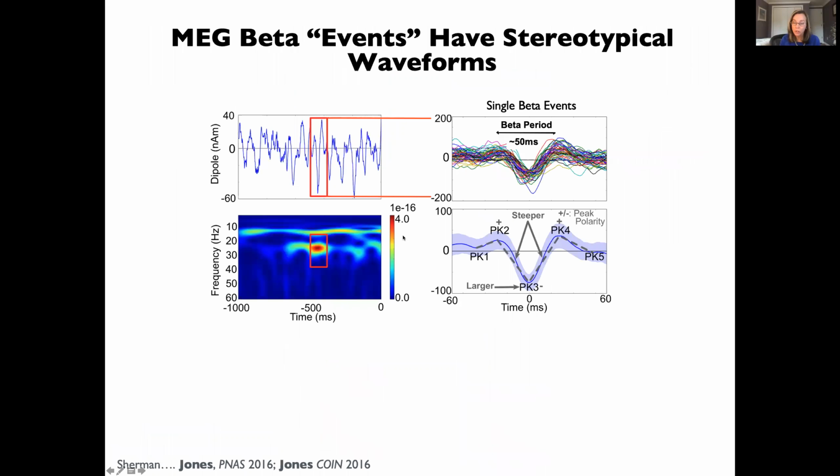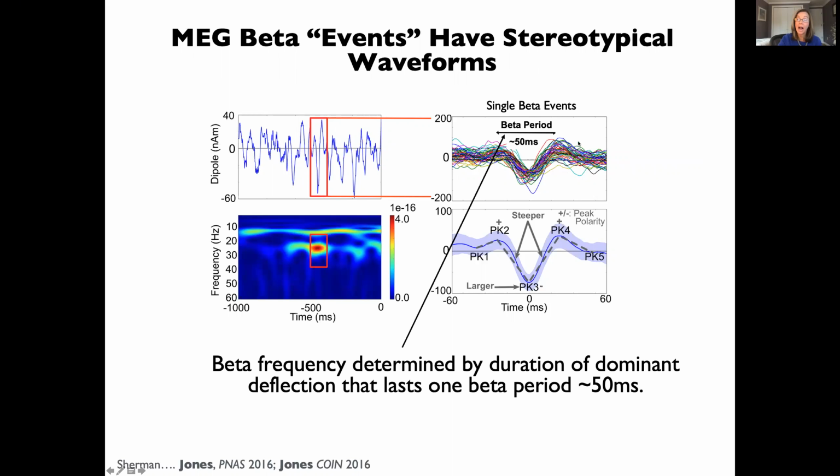We also have taken a closer look at the waveform shape underlying these beta events. And so here what I'm showing you is we go into the spectral space, we find a high power beta event, and then we go back to the temporal domain, and we're just overlaying these high power beta events. And when we do that, you see that they have a very stereotypical waveform shape that's defined by this negative deflecting peak that lasts 50 milliseconds. And importantly, this is why we have a high power beta event in our spectral space. The frequency is determined by the duration of this peak.